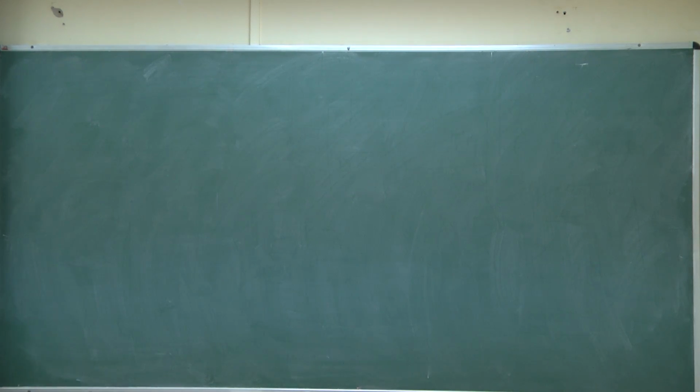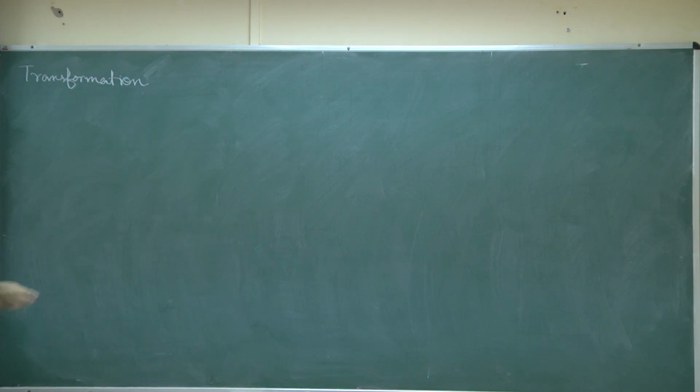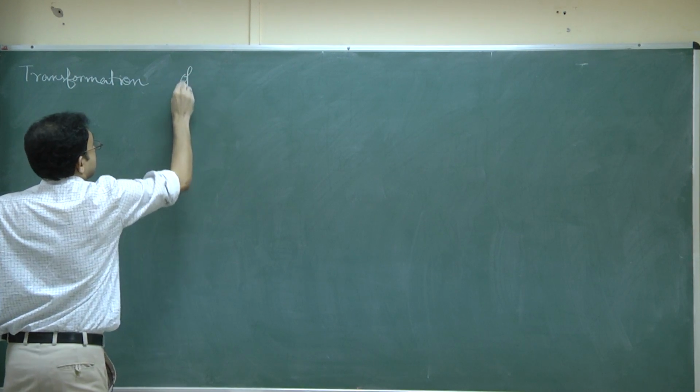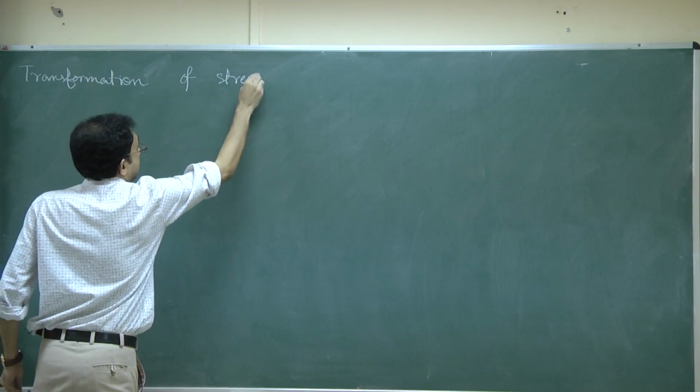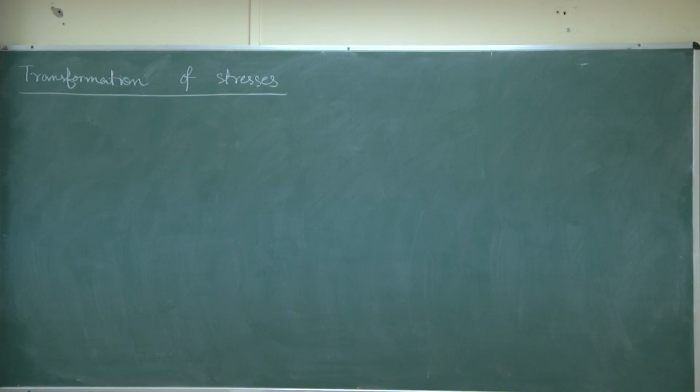So, to answer that second question, the relationship between sigma xx, sigma yy and sigma xy with sigma x dash, sigma y dash and sigma x dash y dash, what we are really asking is what is the transformation rule between the stresses. So, we can finally start with this topic of discussion, transformation of stresses. Please note that whatever we will be discussing, it will be limited to the reduced 2D system which we are referring to as the plane stress situation.